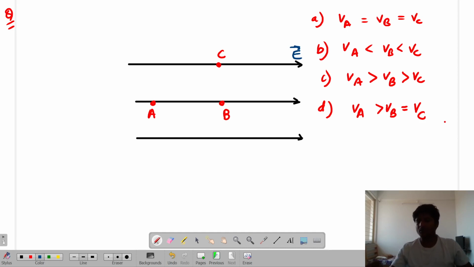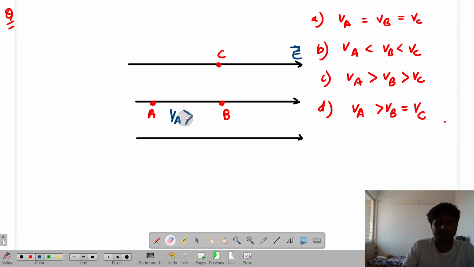Think. One thing: right now we got that in the direction of electric field, the potential energy, the potential decreases, isn't it? So if I consider A and B, the potential of A will be more than the potential of B. First thing is very clear, isn't it? So potential at A is more than potential at B.